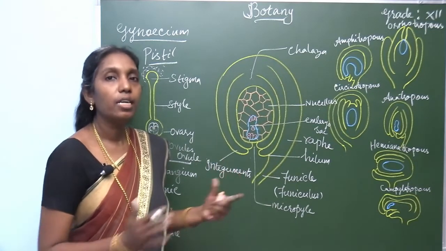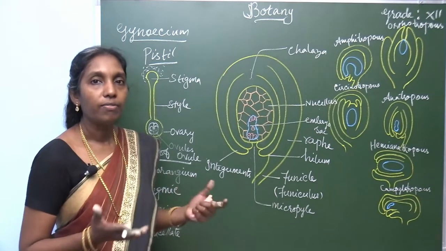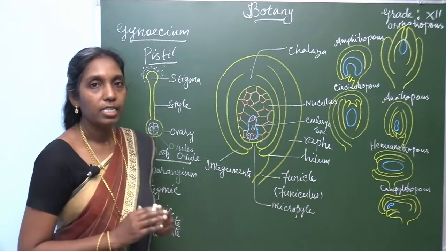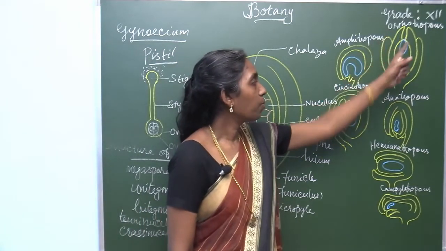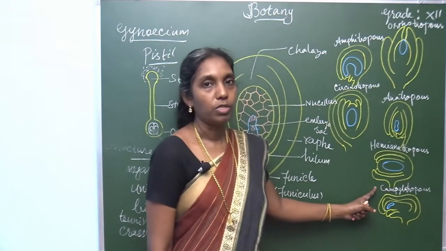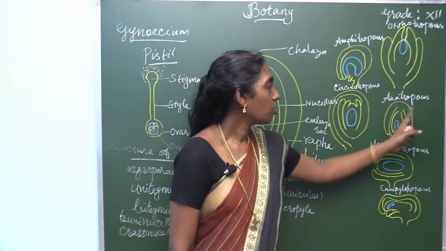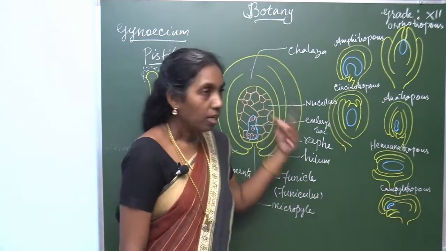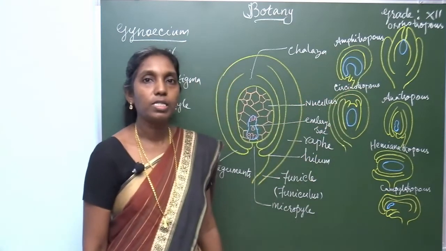And there are different types of ovule. Based on the orientation, form and position, they are classified. There are mainly 6 different types of ovule: 4 main types and 2 more in addition. They are orthotropous ovule, anatropous ovule, hemianatropous ovule and campylotropous ovule. These 4 are the main types. In addition, there are 2 more types of ovule: amphitropous ovule and succinotropous ovule.